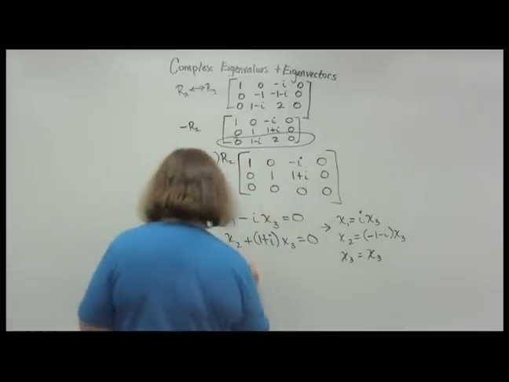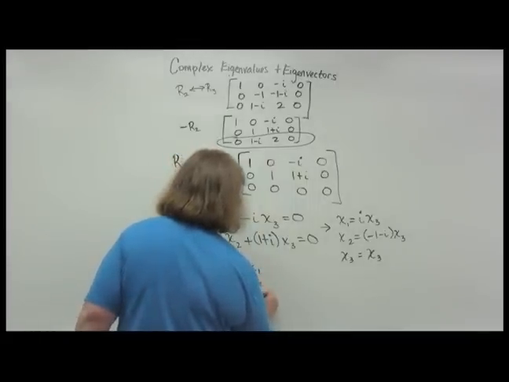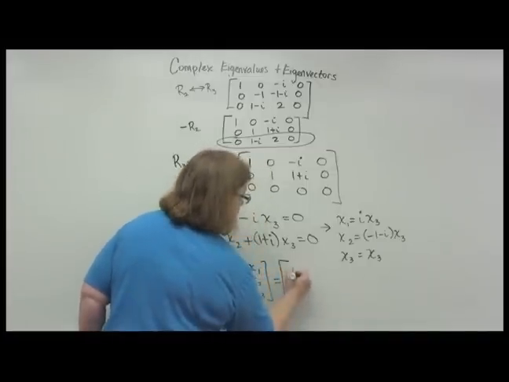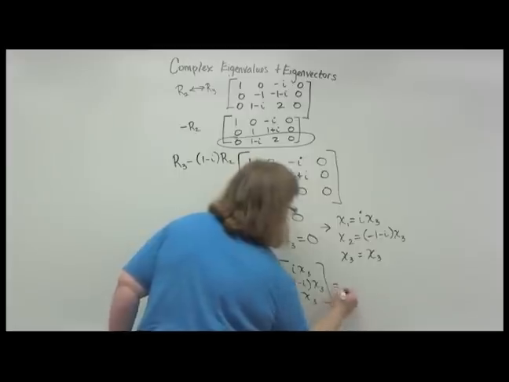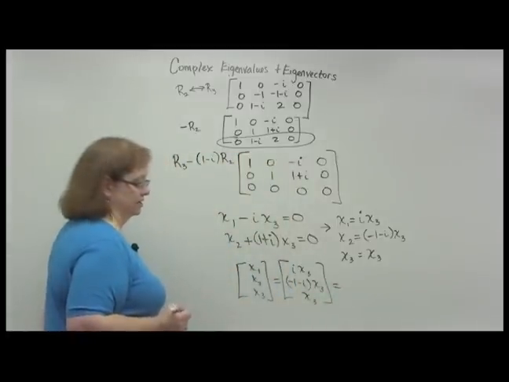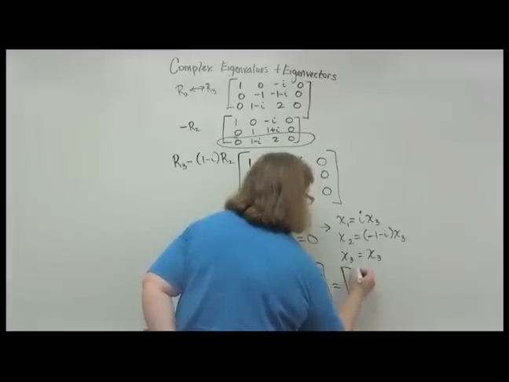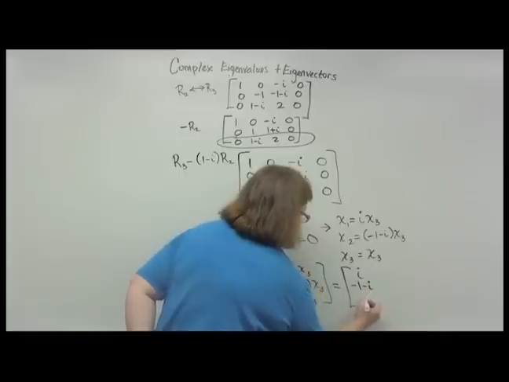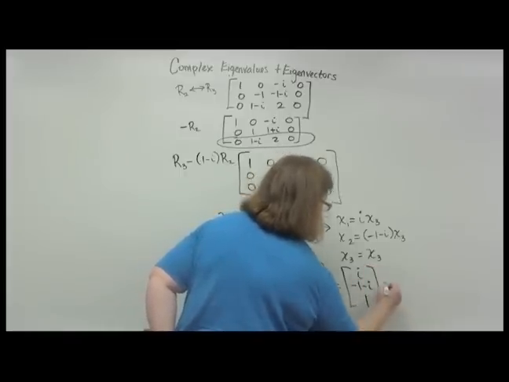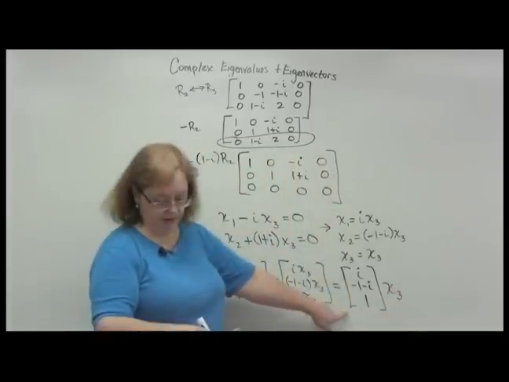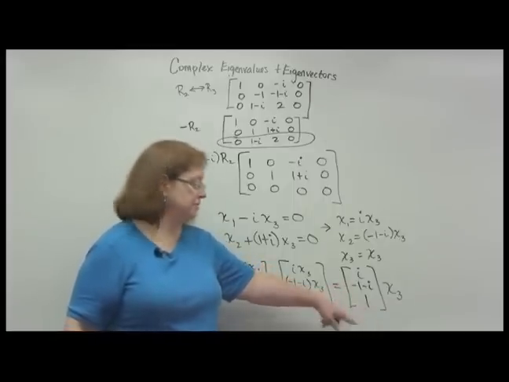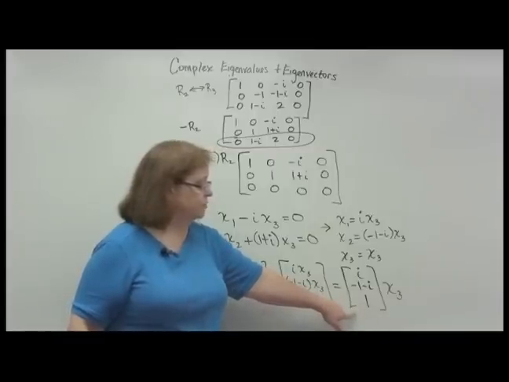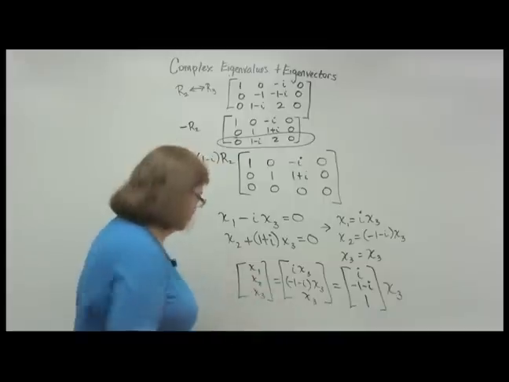Now let's write it into a vector. X sub 1, x sub 2, x sub 3 is i x sub 3, negative 1 minus i quantity times x sub 3, and x sub 3 is x sub 3. Let's factor out our x sub 3, and we'll get the vector i, negative 1 minus i, and 1, all times x sub 3, where x sub 3 can be any value except for 0. Okay, so there's an eigenvector, or any multiple of that other than the 0 multiple, that is corresponding to the particular eigenvalue we chose. Let's write that down.